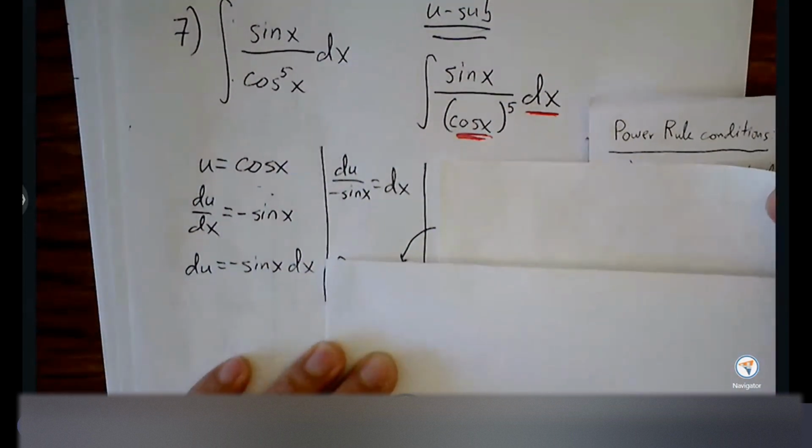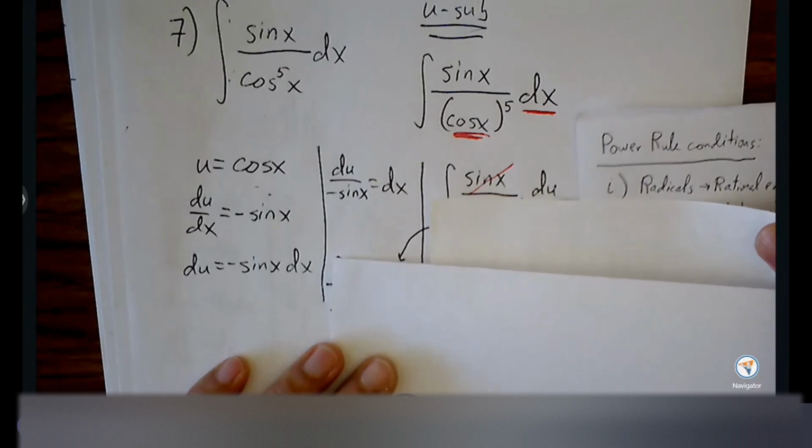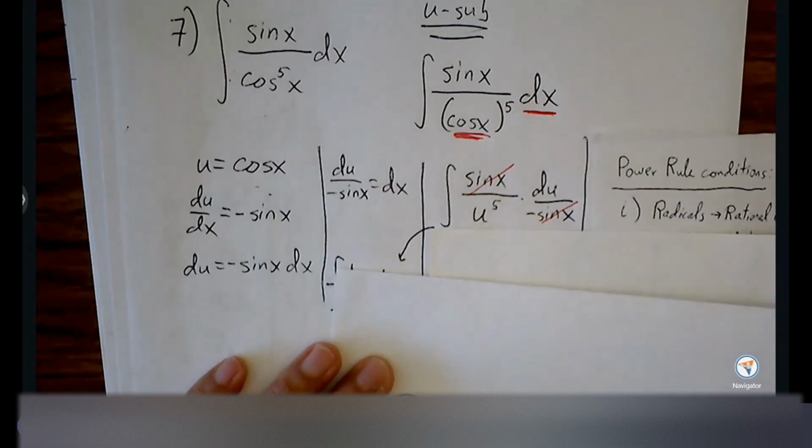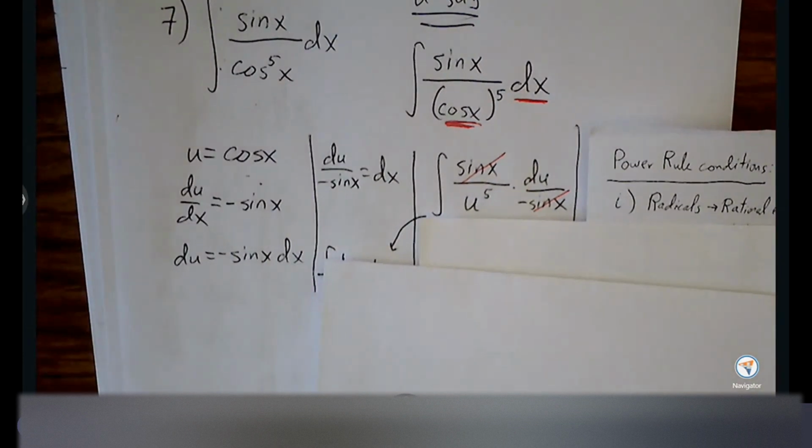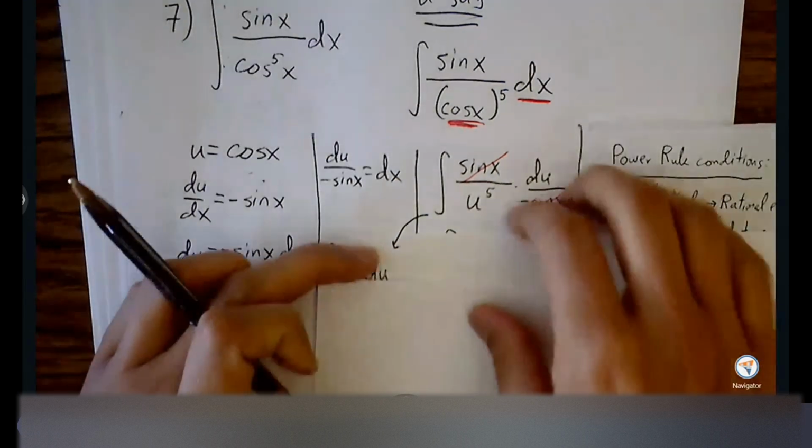All right, so this is what things look like after I make those substitutions. Sine x comes down, cosine x is replaced by u to the 5th, dx becomes du over negative sine x. Thankfully, our trig functions match and cancel out, right? So sine x goes away nicely. Keep track of that negative. So at least we have everything in terms of u. That's a good sign, right? All the x's have been removed.